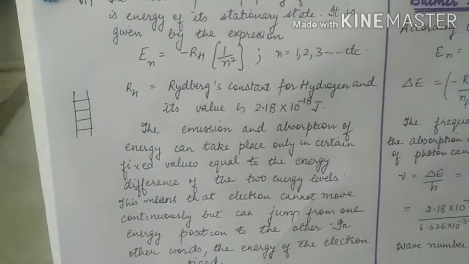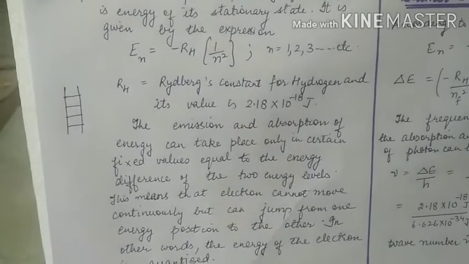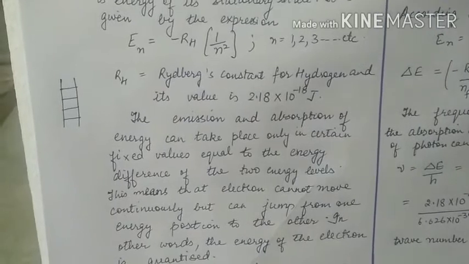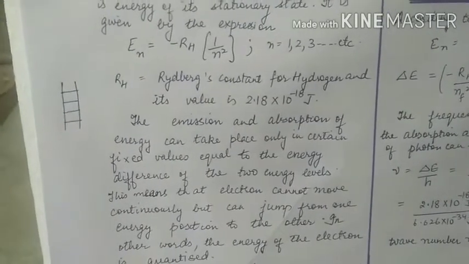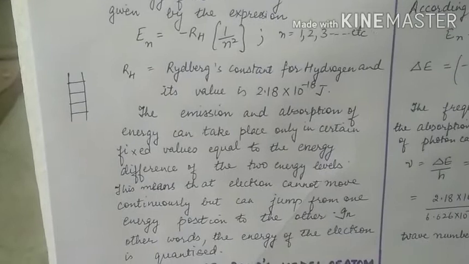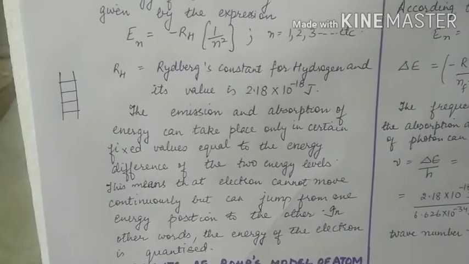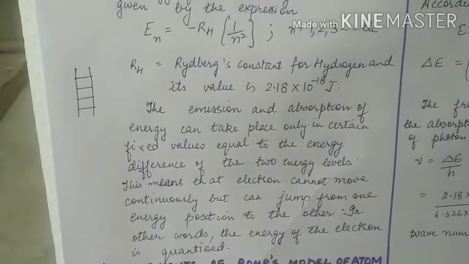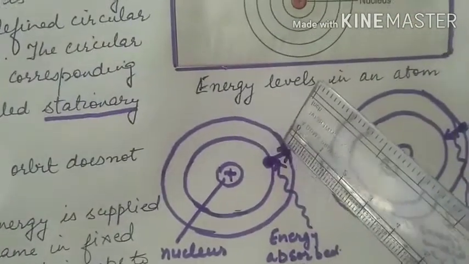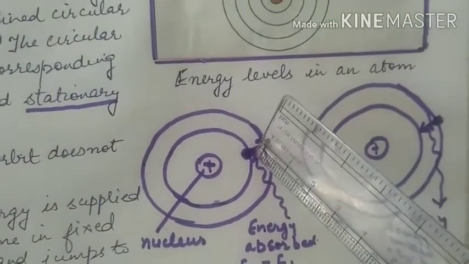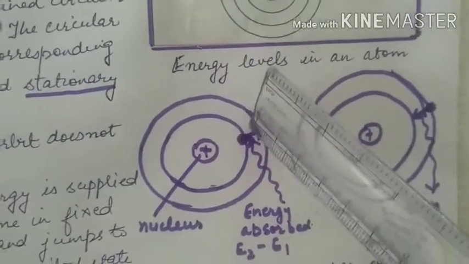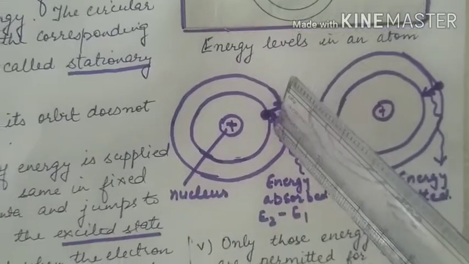The emission and absorption of energy can take place only in certain fixed values equal to the energy difference of the two levels. This means that the electron cannot move continuously but can jump from one energy position to another. In other words, the energy of the electron is quantized. The electron can take energy equal to the difference of the two levels only and will jump from second to first, not in between. So energy is quantized.